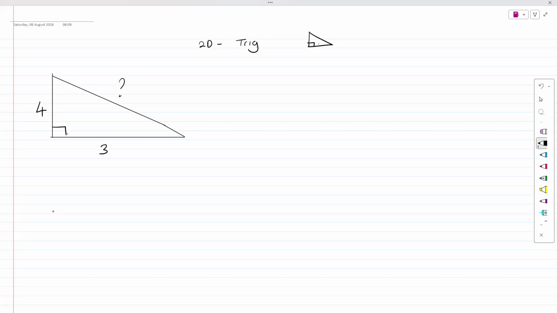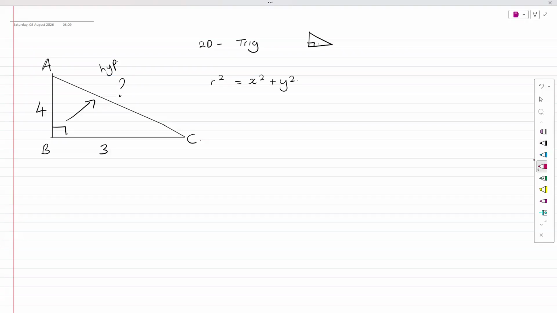So this is 3, 4, and this is unknown. How would I calculate the unknown side? Theorem of Pythagoras. So my formula that I use is r squared equals x squared plus y squared. You guys can use x squared, you could use a, b, and c, you could use hypotenuse, adjacent, and opposite. It doesn't really matter, as long as you understand directly opposite the right angle is the hypotenuse, then we're good.